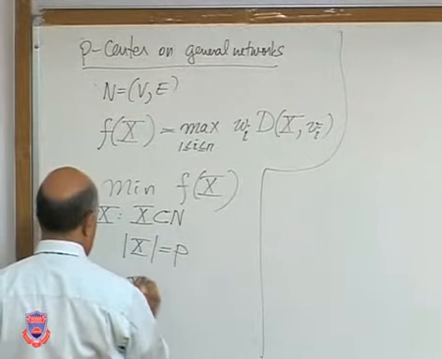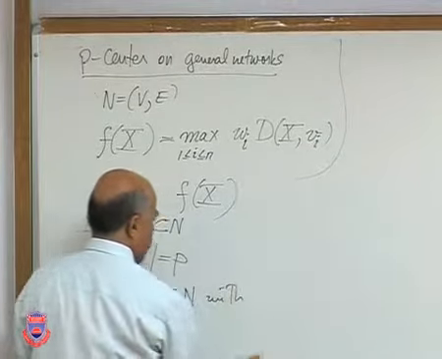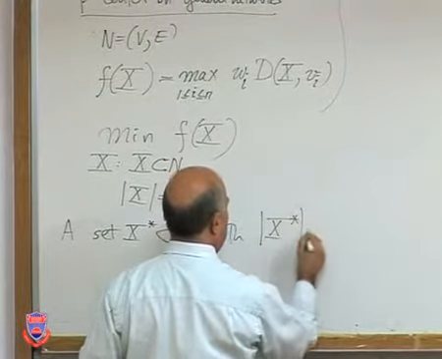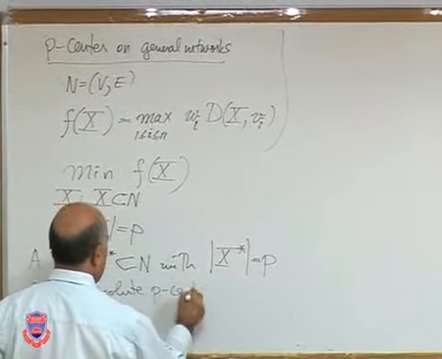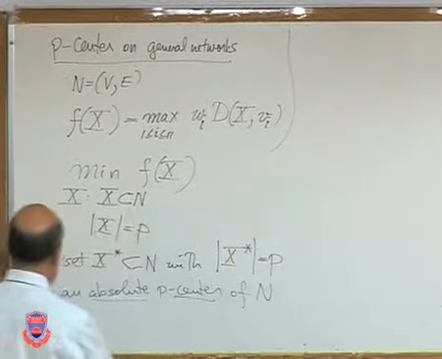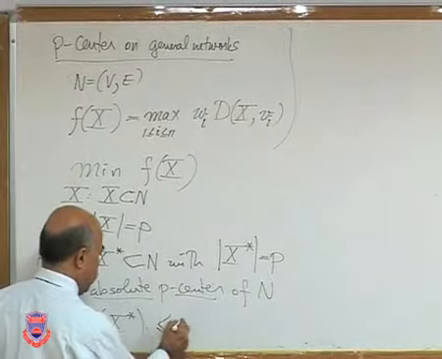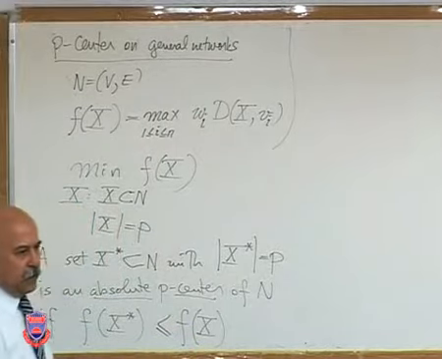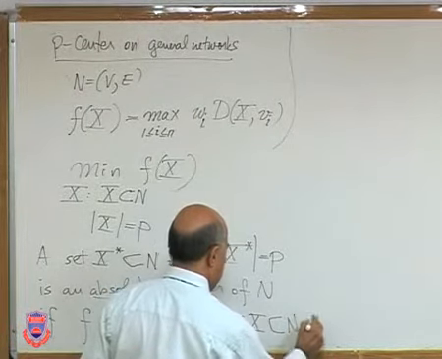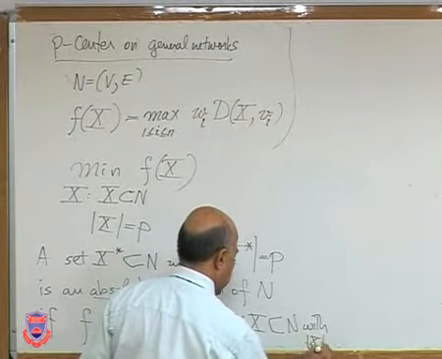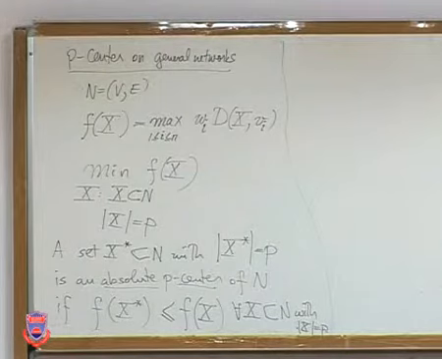A set x star, which is a subset of N with p points in it, is an absolute p-center of the network if the maximum weighted distance obtained by x star is no larger than the maximum weighted distance obtained by any other solution x. Okay, so that's the definition of an absolute p-center.